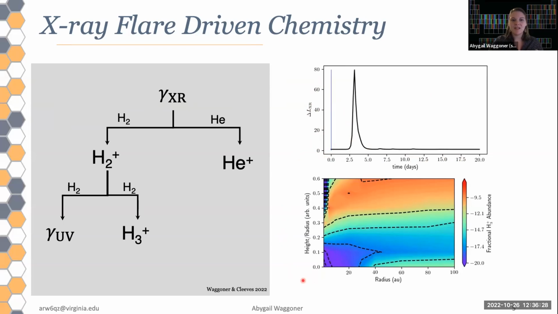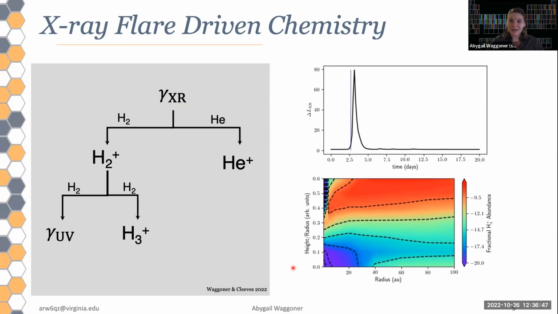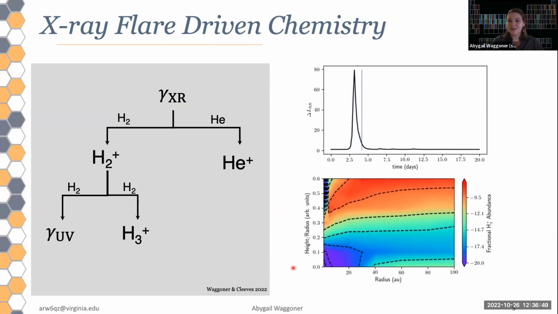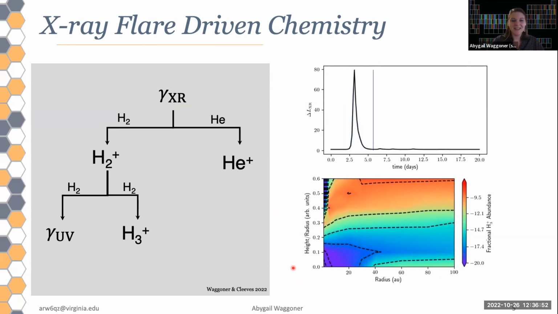And this bottom plot is showing our fractional H3 plus abundance with respect to hydrogen in the disk, where the star would actually be where my laser pointer is pointing right now. And we're getting further away from the star and higher up in the disk. So as the movie plays, you're going to see when the flare occurs, as expected, we dramatically increase the amount of H3 plus in the disk.